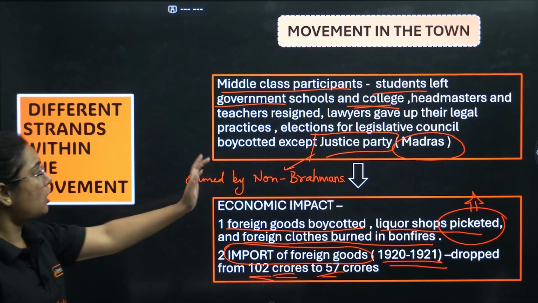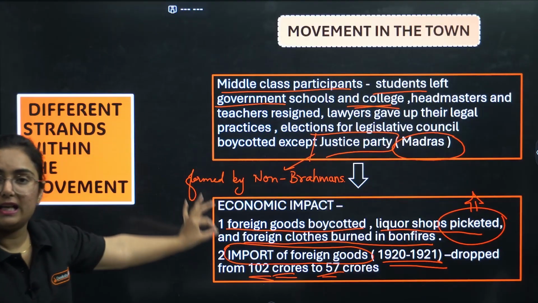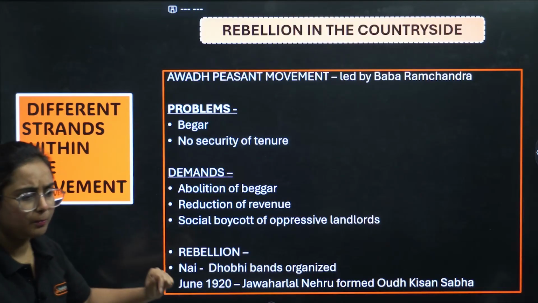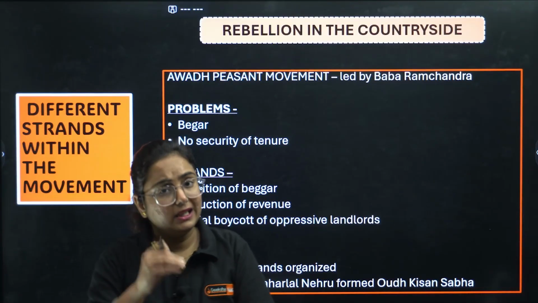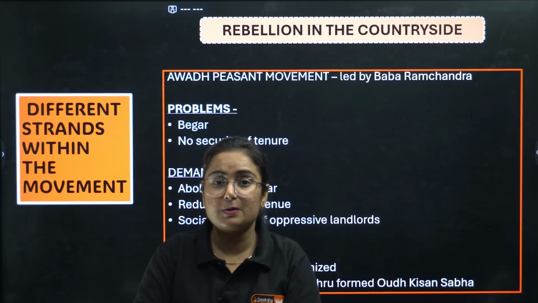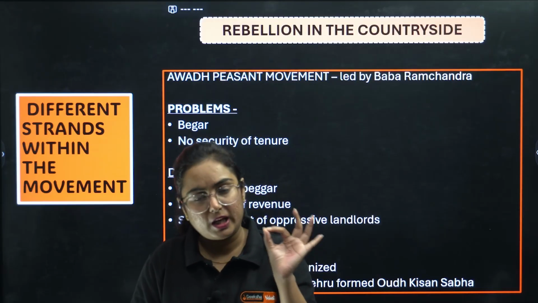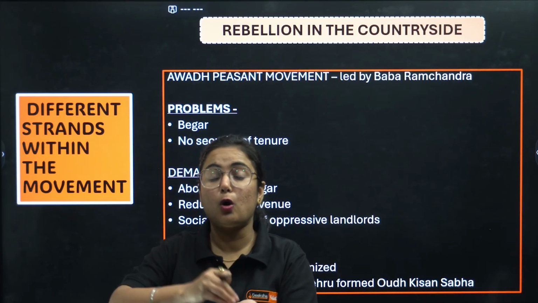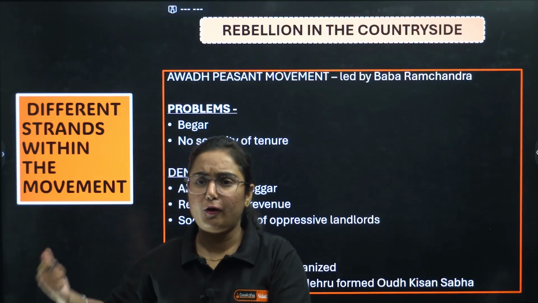So this is how the non-cooperation movement was held in towns, and it was successful though. For the participants in the towns, for the middle class participants, it was boycotting, as told by Mahatma Gandhi. They were following it.